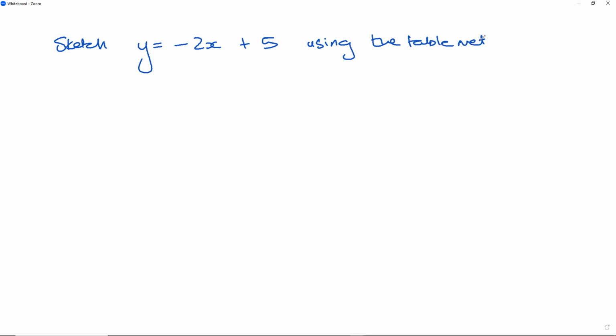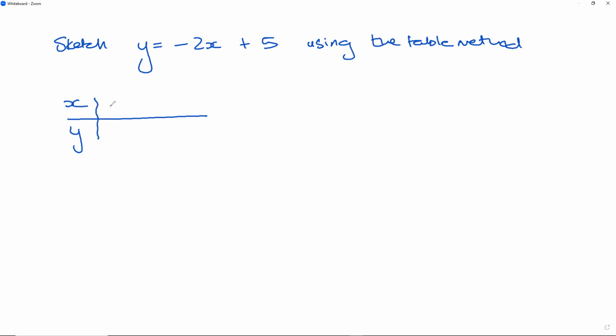All right, so I've got a table method going here. That means if I have a straight line, suppose I am asked to sketch y equals negative 2x plus 5, and I want to use the table method. The first thing is I am going to create a table with x and y, and let's produce some x values and some y values.